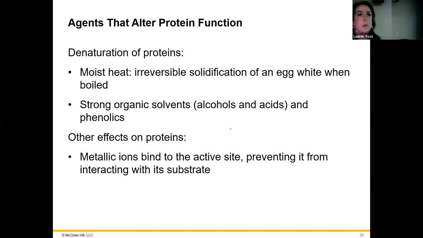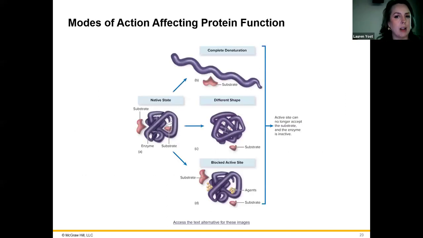So we can denature proteins using moist heat. An example of this is the irreversible solidification of egg whites when you boil eggs. You cannot go back to the original egg if you boil that egg, right? So it's completely different in its form. And that's thanks to denaturing the proteins from that moist heat causing that change. We can also use strong organic solvents like alcohols and acids and phenolics that can cause a similar effect, as well as metallic ions that can bind at active sites.